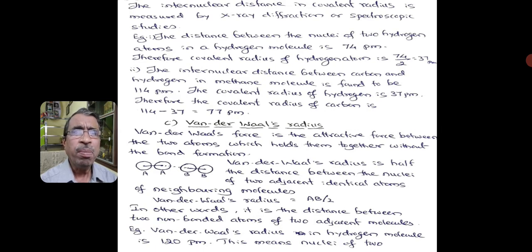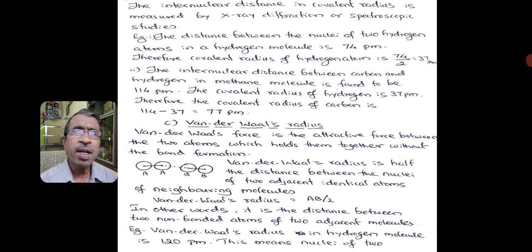Another problem: the internuclear distance between carbon and hydrogen in methane molecule is found to be 114 picometer. The covalent radius of hydrogen is 37 picometer. What would be the covalent radius of carbon? In such cases, covalent radius of carbon is 114 minus 37, that's equal to 77 picometer.